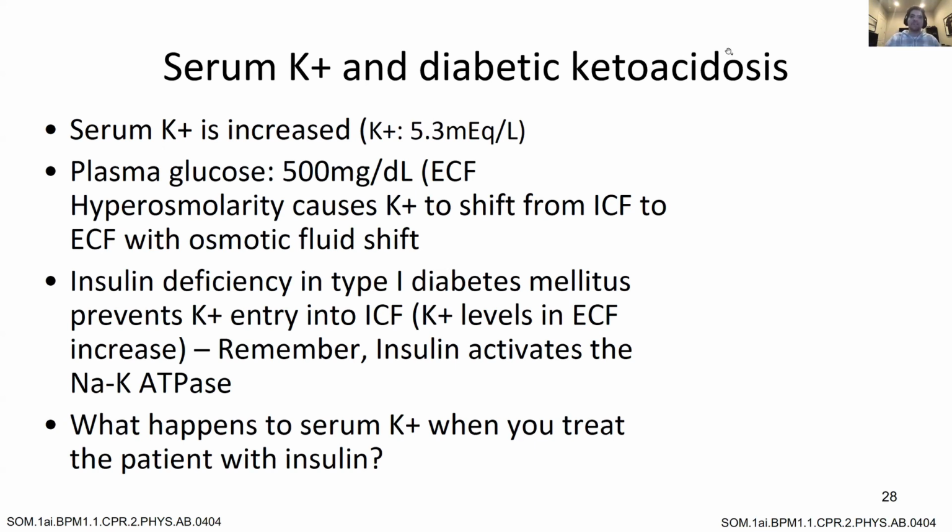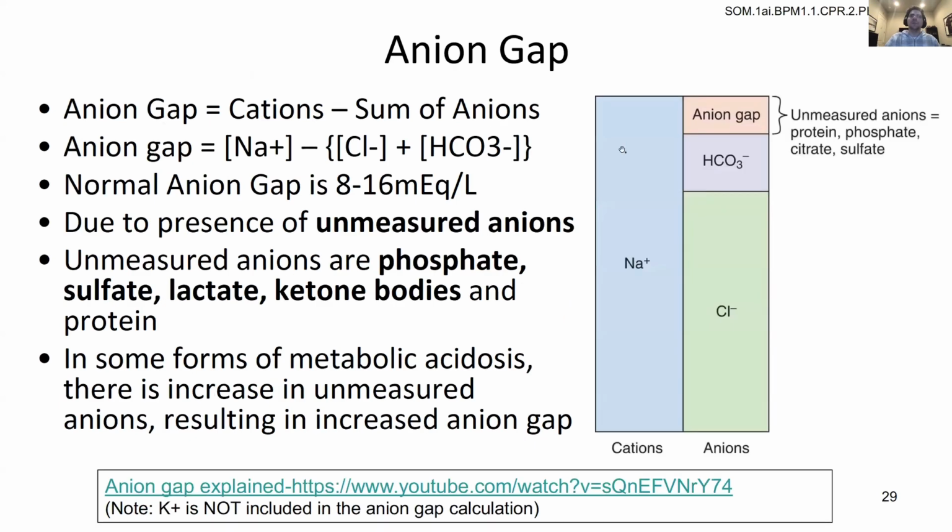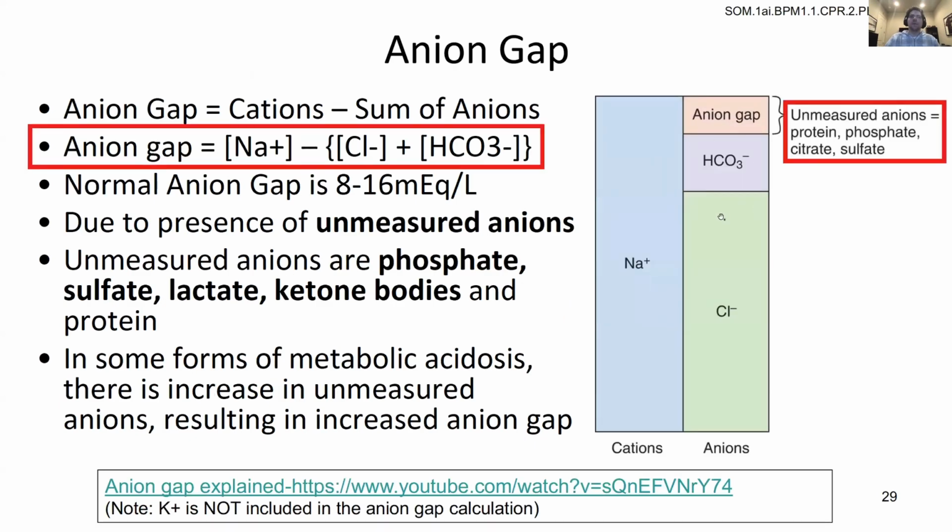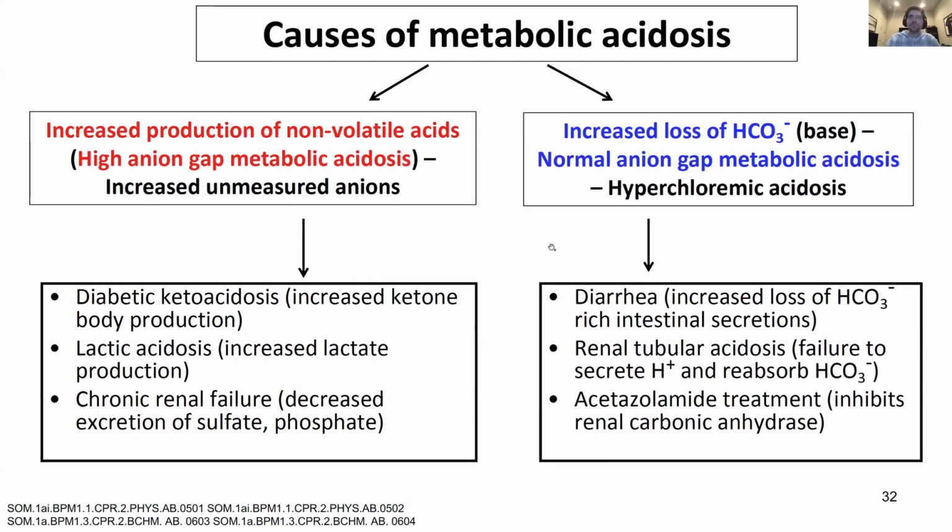For these, you really just have to go through the problems and they kind of work themselves out. Remember that the anion gap is a measurement of the unmeasurable anions. So this equation, as long as you know this, you should be able to calculate it. It should be straightforward. And then there are two ways to get metabolic acidosis. Either you're keeping acids or you're getting rid of bases.